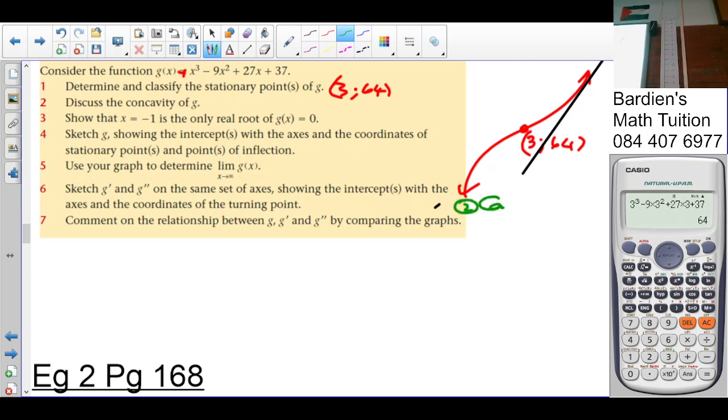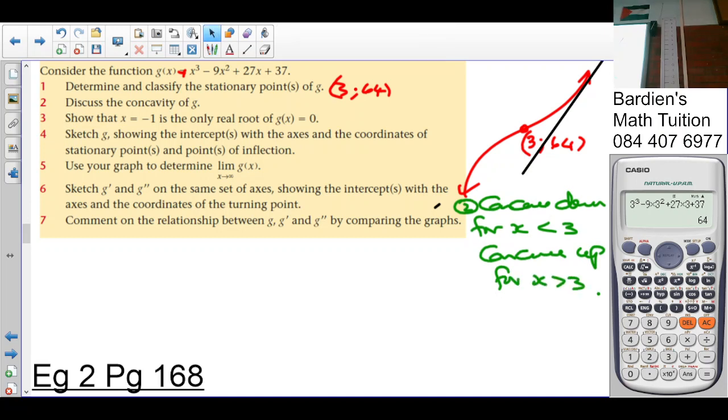The graph is concave down for x's less than 3. And the graph is concave up for x's more than 3. Okay. Let's carry on.